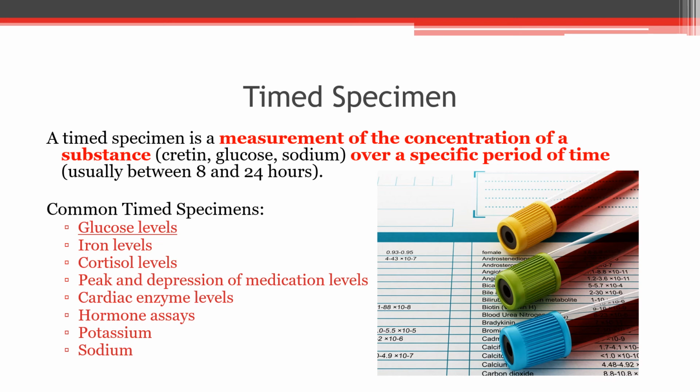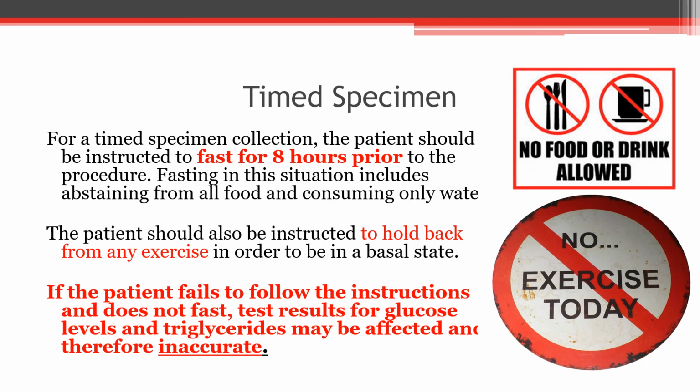Timed specimen. A timed specimen is a measurement of the concentration of a substance, such as creatinine, glucose, sodium, over a specific period of time, usually between 8 and 24 hours. Common timed specimens: glucose levels, iron levels, cortisol levels, peak and trough of medication levels, cardiac enzyme levels, hormone assays, potassium, sodium.